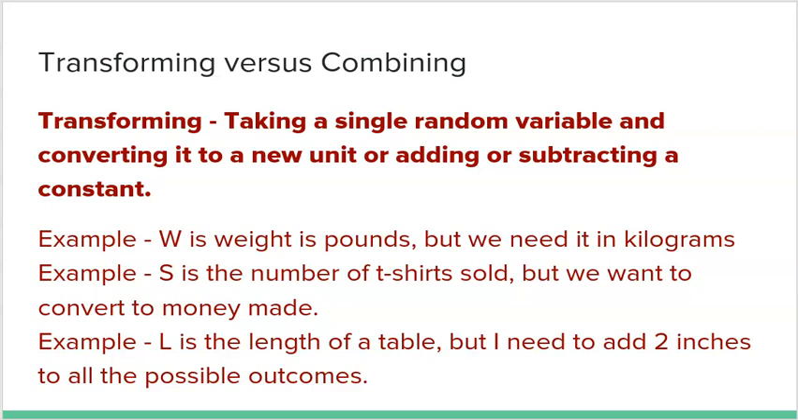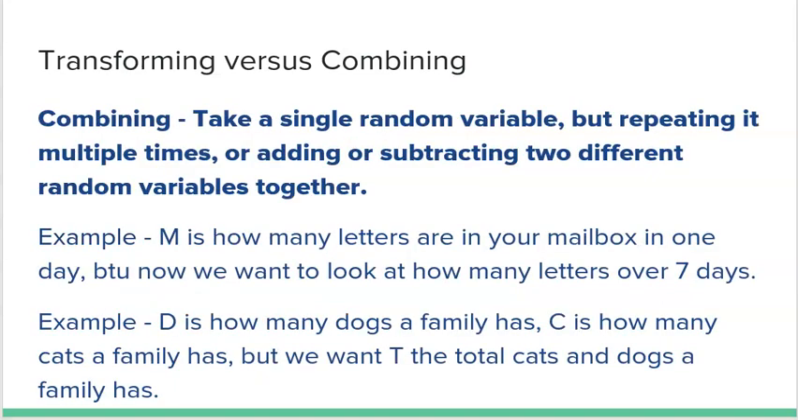Some tables are longer than others. But I want to add 2 inches to all possible outcomes. All I'm doing is adding 2 to that random variable. Now, combining is a little bit different. Combining is one of 2 things. It's taking a single random variable, but repeating it multiple times, or adding or subtracting 2 different random variables together.